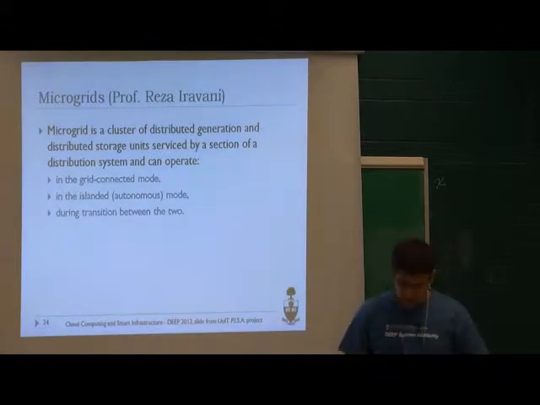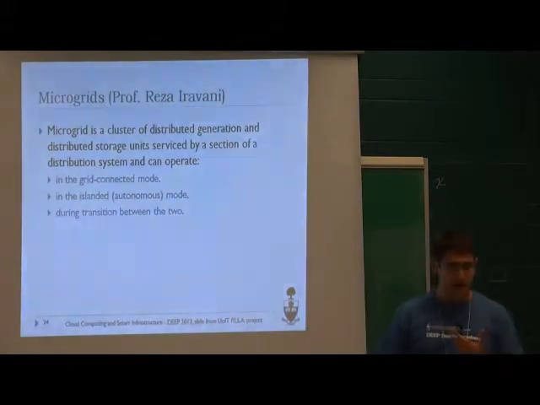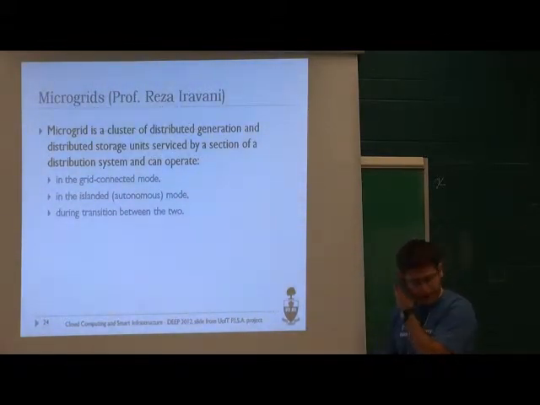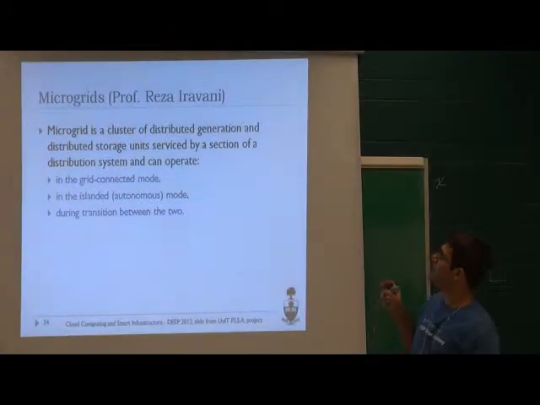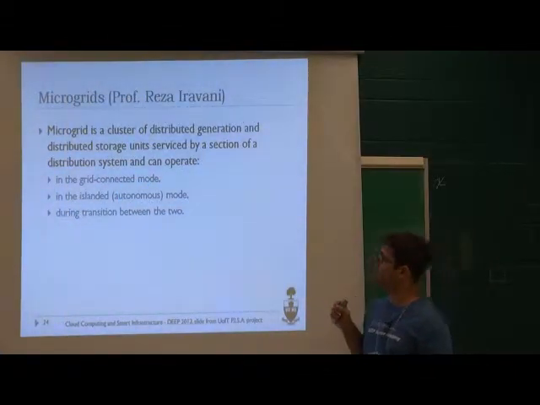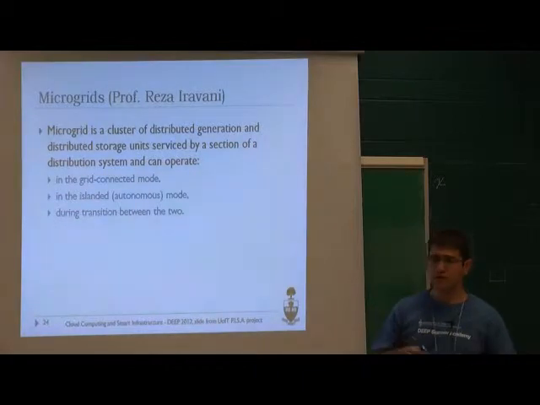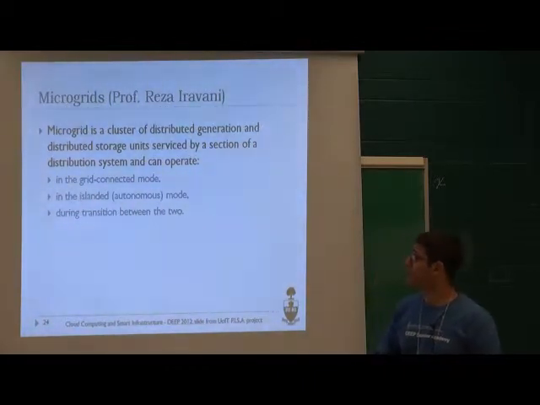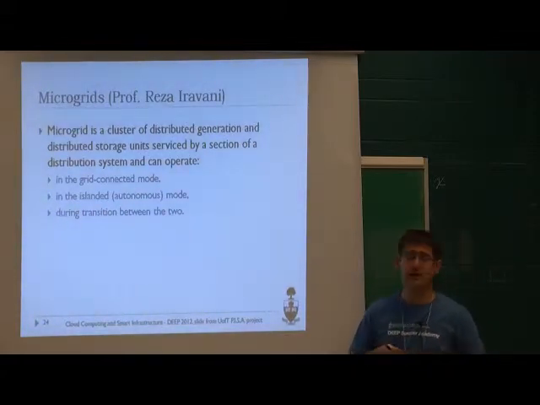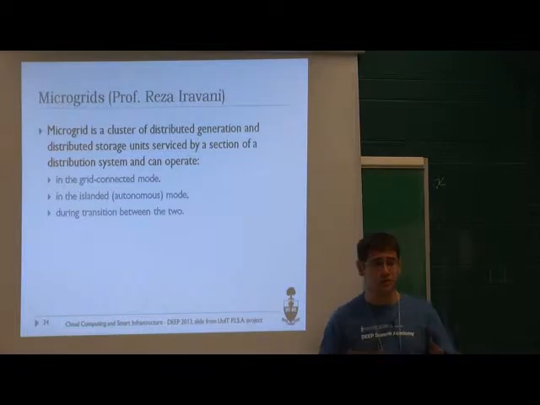Okay, so microgrids, as I mentioned, this is one of the most important elements of smart grids, most important components. A microgrid is a cluster of distributed generation and distributed storage units that are serviced by a section of a distributed system and can operate. First of all, they can operate in a grid-connected mode. They can work in an autonomous mode or an islanded mode, and have a transition between these two things.